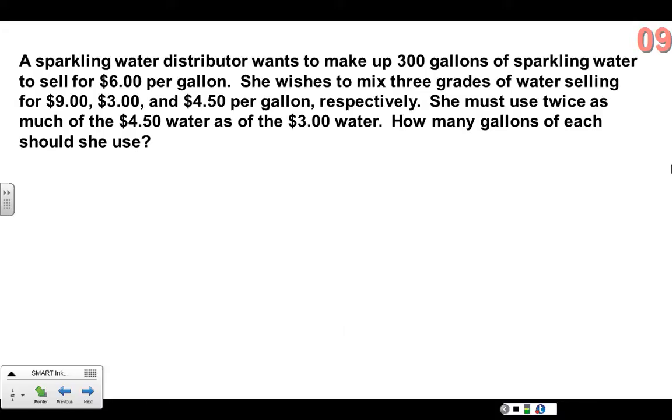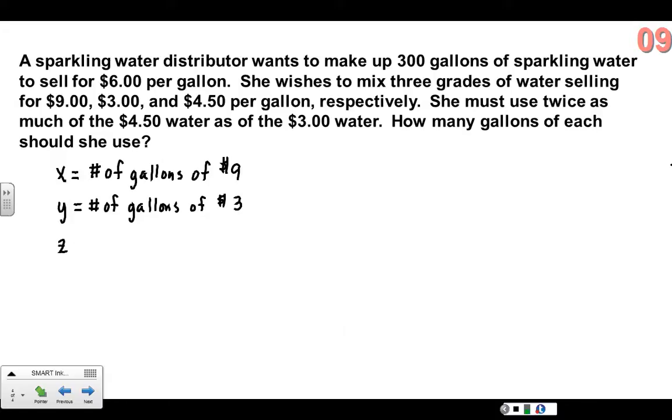Okay, so what we're going to do, first we're going to assign some variables here. I'm going to let x equal the number of gallons of the $9 water. Y can be the number of gallons of the $3 water. And Z is going to be the number of gallons of the water that's $4.50.